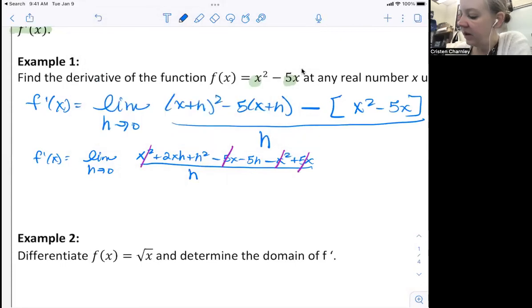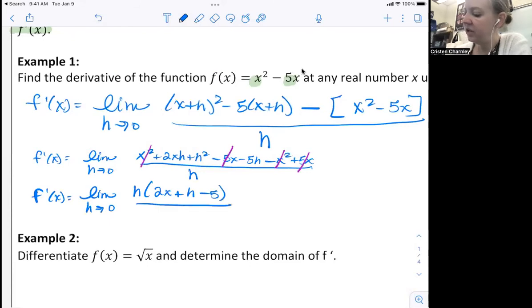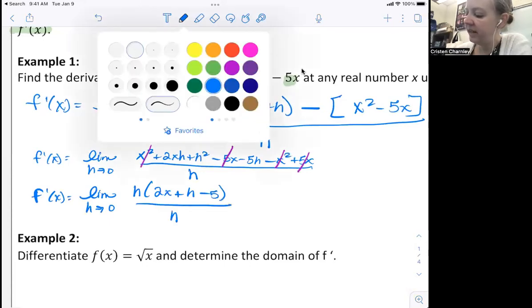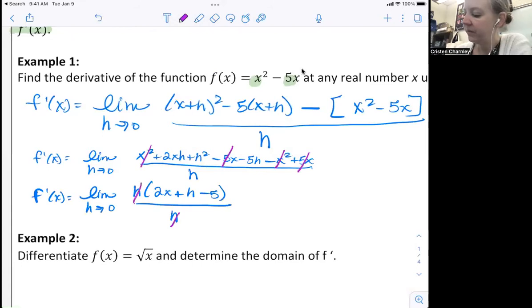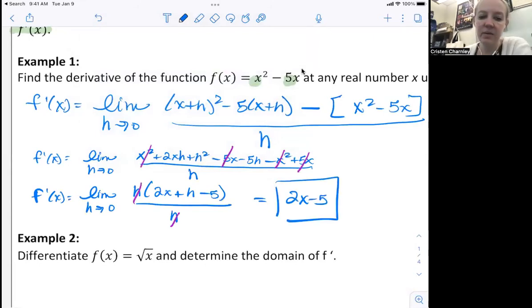Then what you can do is factor out the h. And the reason why that's important is because it needs to cancel with what's in the denominator. So we'll pull out the h of 2x plus h minus 5 all over h. And so when we said cancel, these h's cancel out. I put a 0 in place of the h, and so I'm left with 2x minus 5. And that is the derivative at any real number.